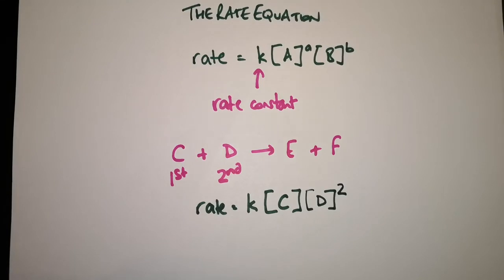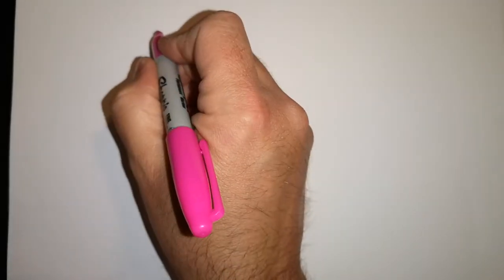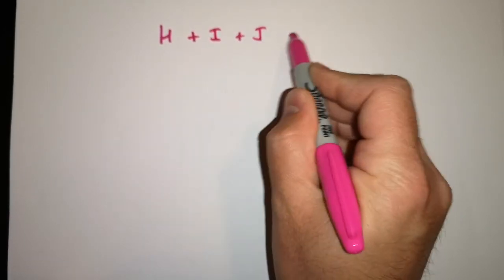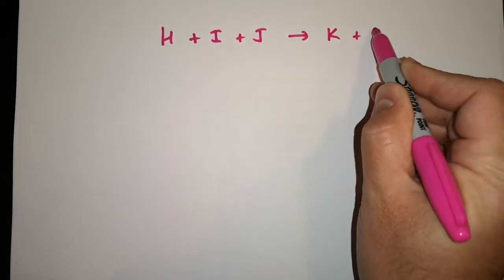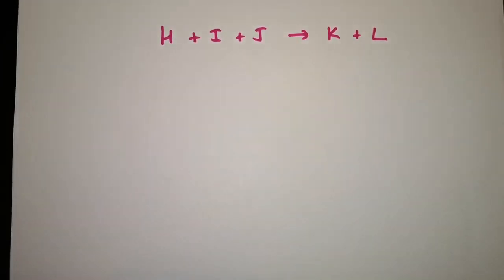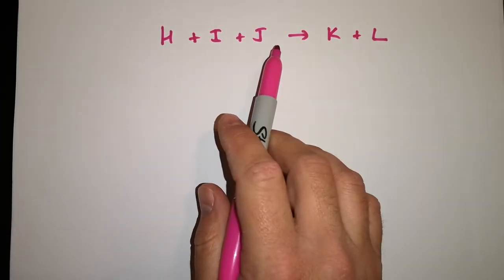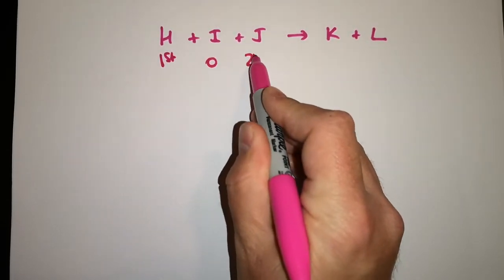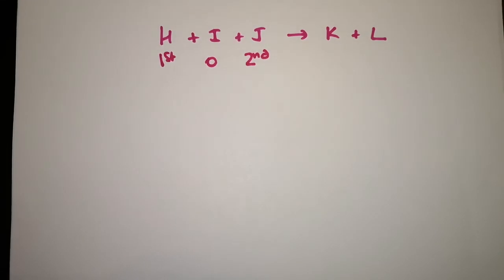If I do another example that includes 3 different reagents, then we'll see how that one works. So let's say I had this example: H plus I plus J makes K plus L. These are just nonsense chemicals, but 3 reagents. Let's say this was first order, this was 0, and this was second. Again, we'd look at how to put the rate equation together for this.